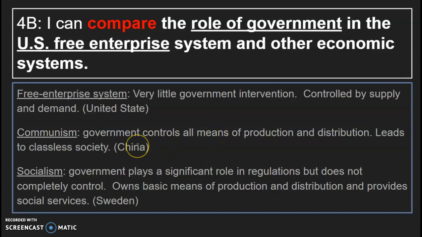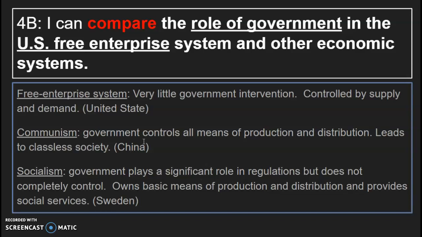Now, in China, they do have 13 special economic zones that are considered free enterprise, but a majority of the country is considered communist. North Korea is considered communist. Cuba is considered communist, so the government's controlling the means of production and distribution, what can be produced and what can be sold.